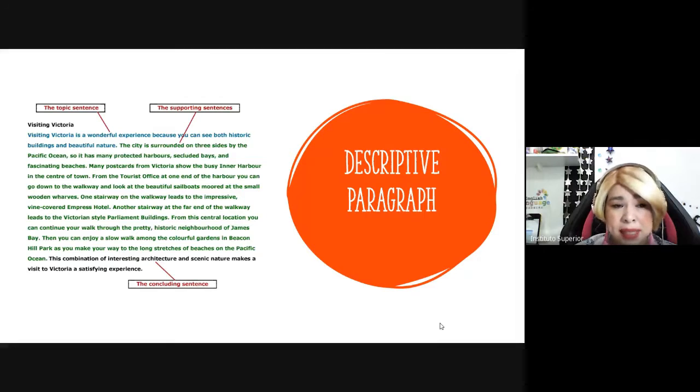Remember that in the topic sentence, we state the main idea, and also we give supporting ideas to this main idea. So the main idea here is the name of the place, Victoria. Visiting Victoria is a wonderful experience. That's the main idea. And the two supporting details for this main idea are that we can see both historical buildings, that's one supporting, and the second supporting is beautiful nature. Now let's look at the examples of the supporting sentences.